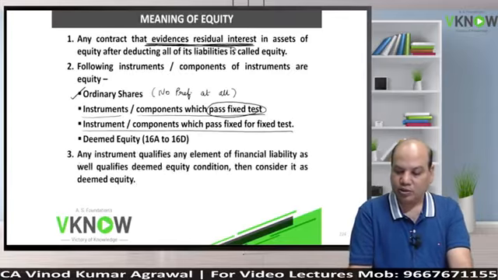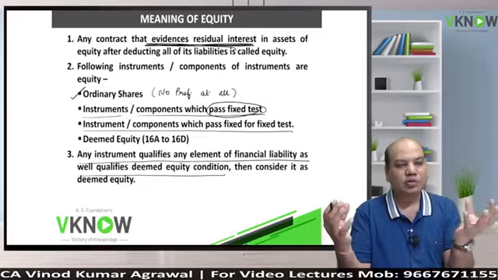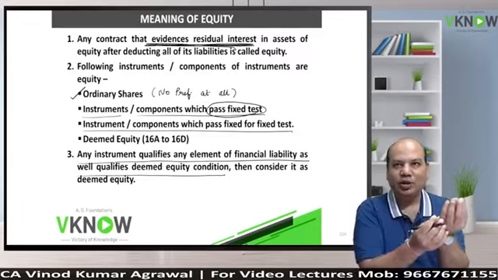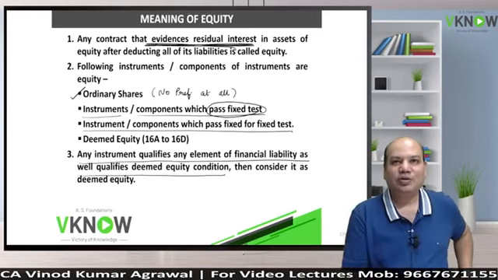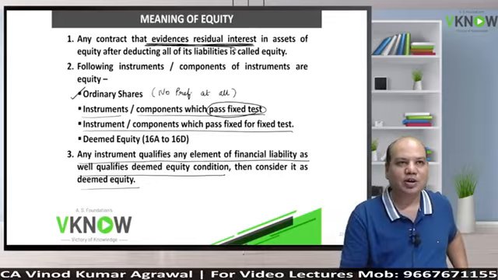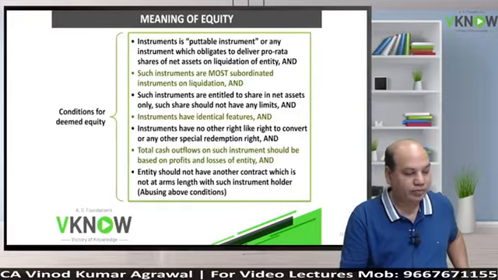If an instrument qualifies any element of financial liability as well as qualifies deemed equity condition, now there is a problem, because it has got fixed, it has got financial liability element also, it has got equity element also. The standard says we are the umpire. It is treated as deemed equity. Matter closed. Is it right? So what are deemed equity?